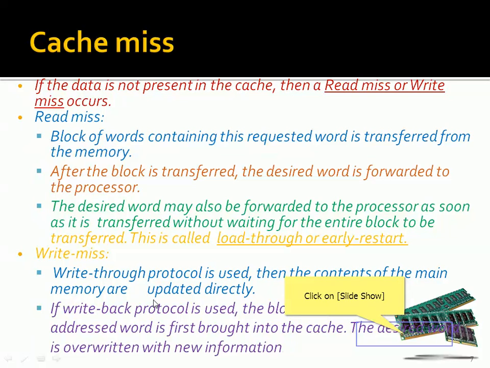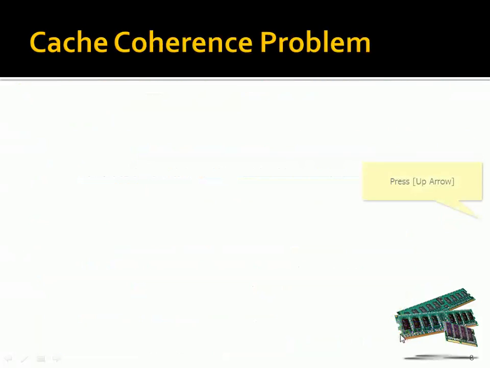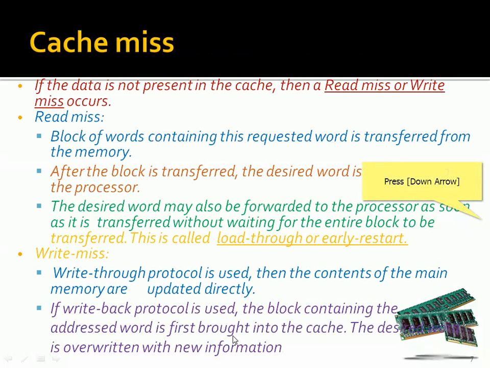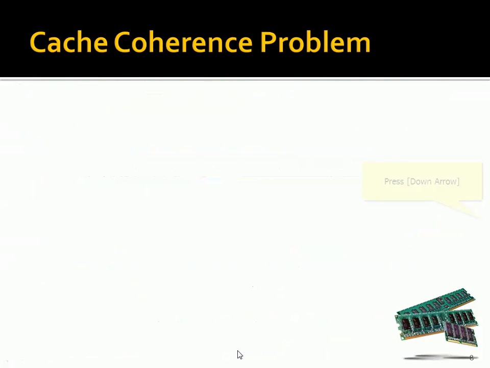If the write back protocol is exercised, the block containing the addressed word is first brought into the cache. The desired word is overwritten with the new information. So that is how the write back protocol works.